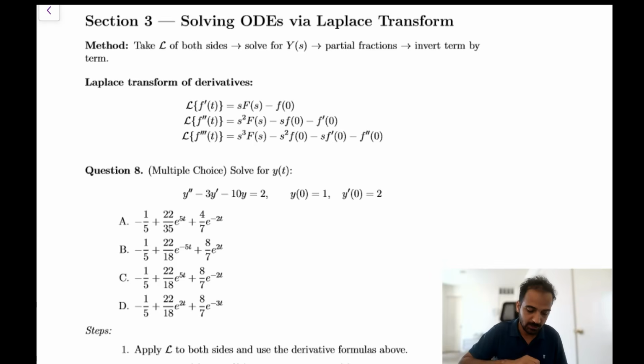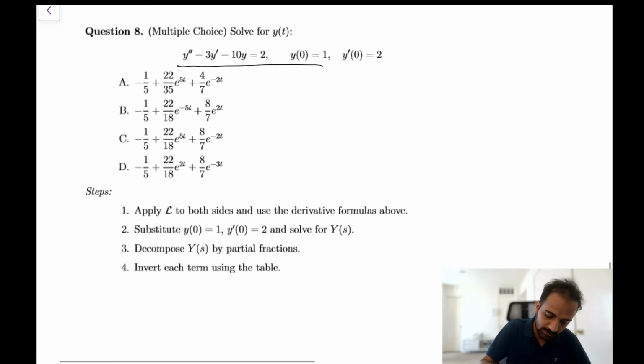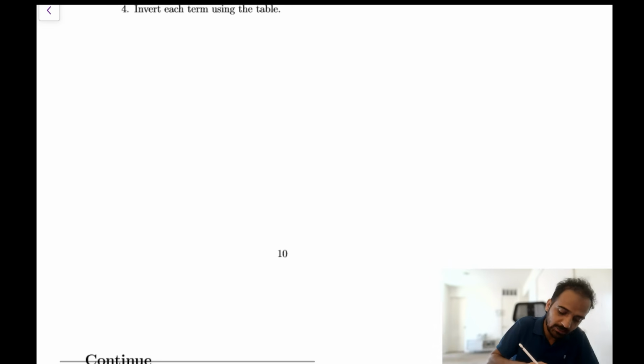Okay, so I have put one of the examples, question number 8, that is a second order ordinary differential equation. I'll first try solving this equation without using the Laplace transform, and I'll come later to solving the same problem by using the Laplace transform also. Okay, let's start without using the Laplace transform.